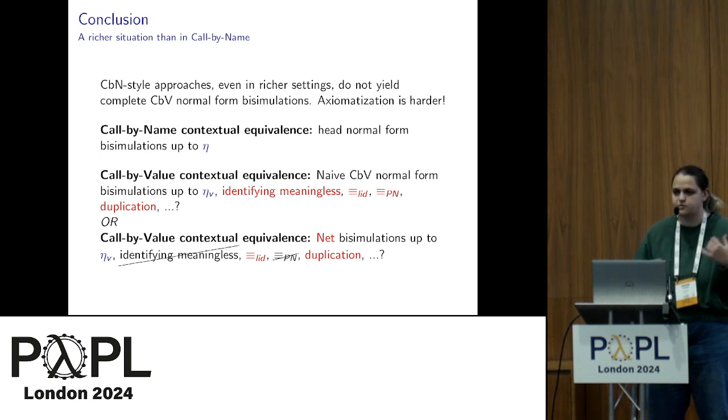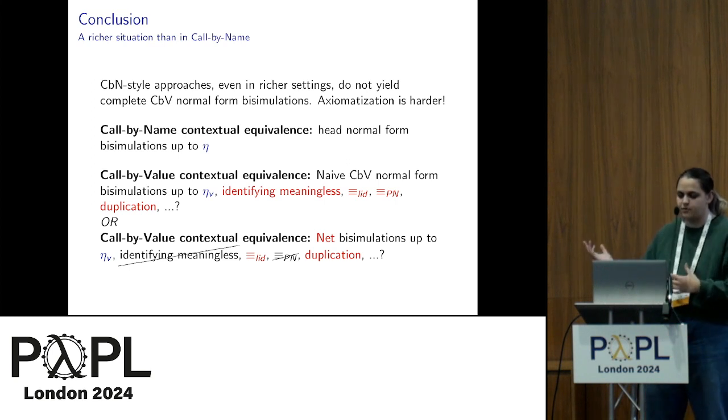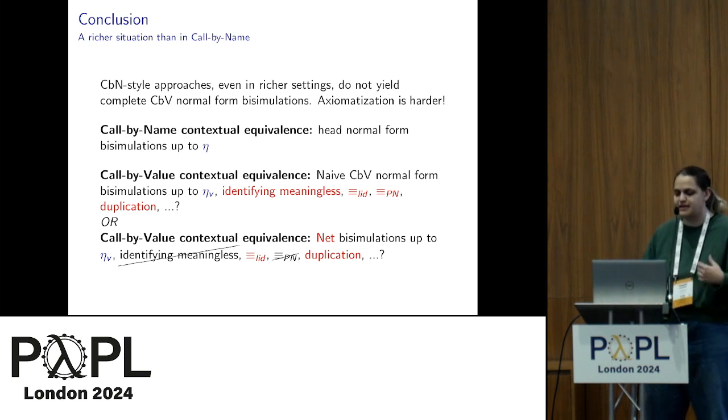But the main thing I want you to get out of this talk is that the call by value situation is richer than call by name, where contextual equivalence can be basically just summed up as head normal form bisimulations up to eta. If we want to do the same thing in call by value, so the translation of head normal form is naive call by value normal form bisimulation, we need to do up to eta, up to identifying meaningless terms, the identity law, proof net equivalence, duplication, and whatever else we haven't found yet. We can push some of these inside, that's the purpose of net bisimulations, but we still haven't got the full picture, and we still don't have full abstraction.